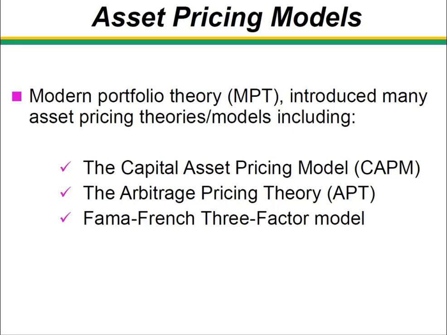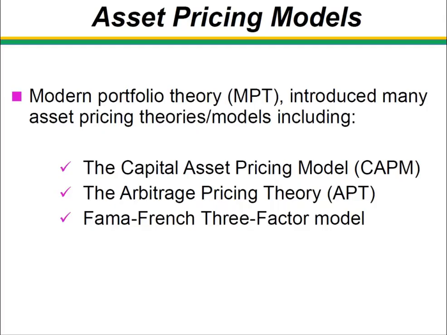So the first model we want to look at is modern portfolio theory, or MPT, which introduced many of the asset pricing theories and models that we still use today. The key models that emerged from MPT include the capital asset pricing model, CAPM, the arbitrage pricing theory, APT, and the Fama-French three-factor model. Each of these models represents an evolution in our understanding of how assets should be priced and what factors determine expected return.